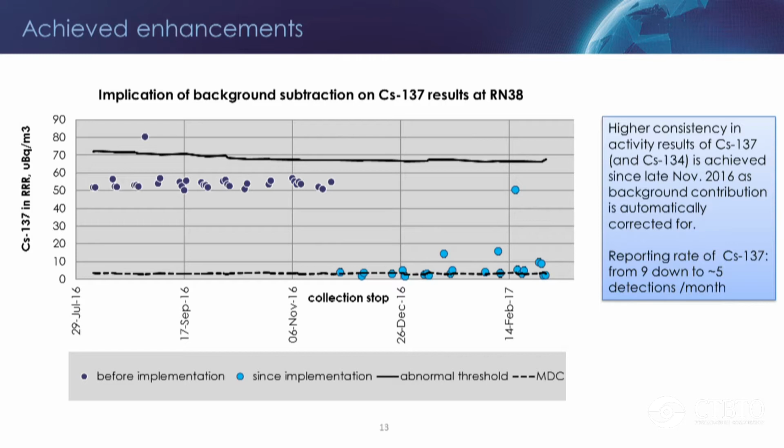This is the Takasaki station in Japan, which is still contaminated from Fukushima fallout. Before implementing the change, we were reporting more frequent cesium-137 at higher levels. Here the improvement was both in terms of reporting frequency, but also in terms of activity concentration, as only the net contribution from the filter is reflected here.